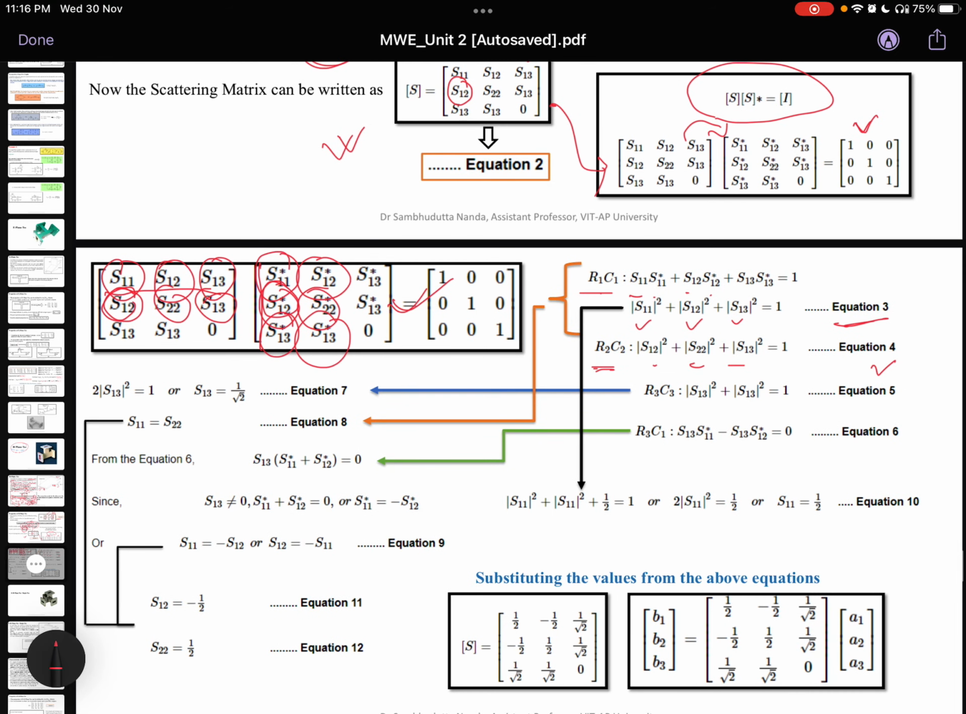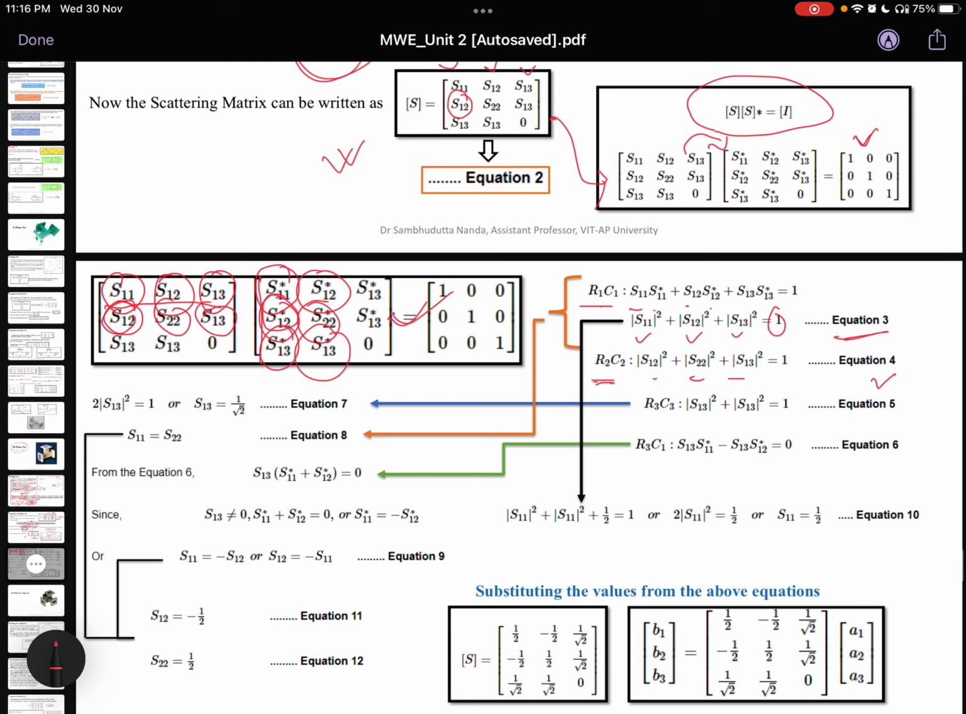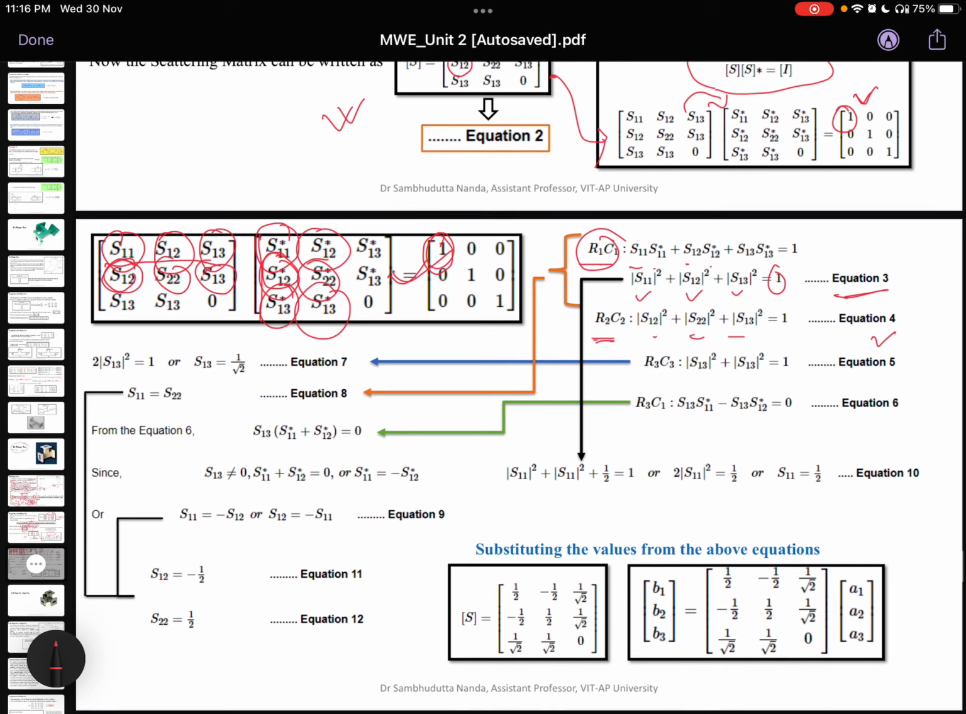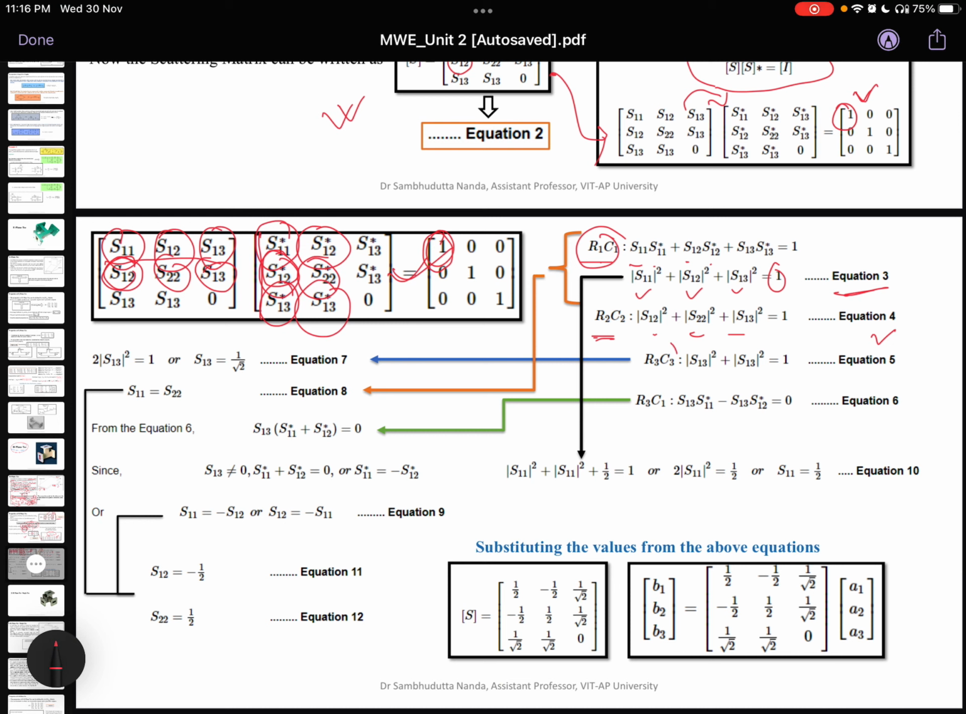After this, we multiply row 3 and column 3, and it equals 1. Why does it equal 1? Because multiplying row 1 and C1 will give you this particular value. Okay, so this is 1, that's why equals 1 is written. Now if we multiply row 3 and column 3, there will be only two terms, |S13|² plus |S13|². So |S13|² plus |S13|² equals 1, and this equation is 5, and this value is equal to 1 again.